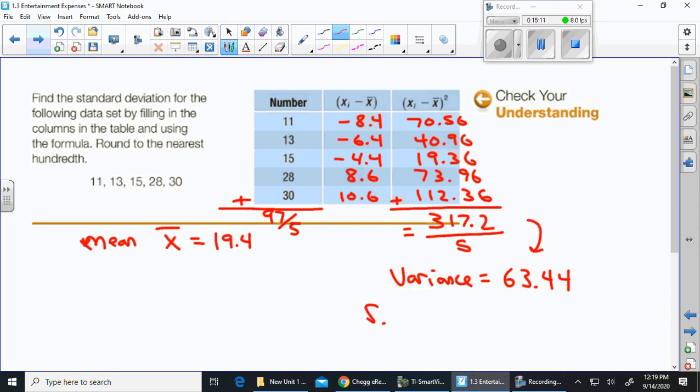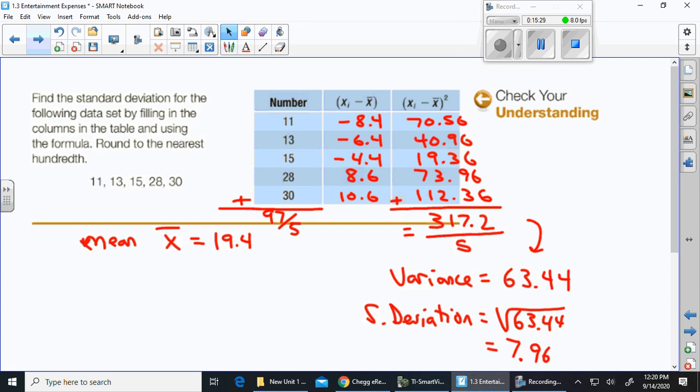Last thing, how do you find the standard deviation? Square root 63.44. So if you square root 63.44, you get 7.96. So that's going through all the steps. Hopefully that is pretty self-explanatory, but it is a lot of steps. But you would have notes to remember what to do. Alrighty.